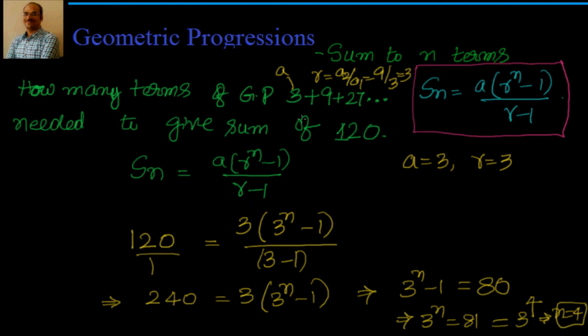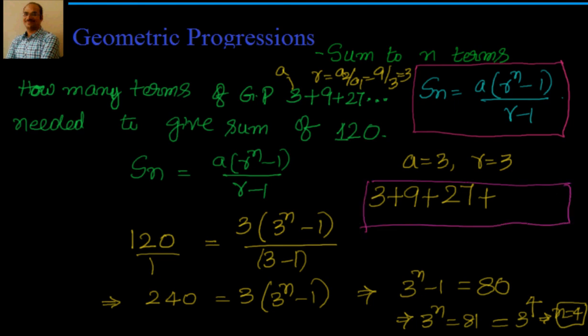So what we are saying now is that 4 terms of this geometric progression are needed to give a sum of 120. Let us cross check that. Since there are already 3 terms, 3 plus 9 plus 27, what will be the next term? The next term will be 27 3s, 81. Add them up: 81, 108, 117, 120. So 4 terms of this geometric progression are needed to give a sum of 120.